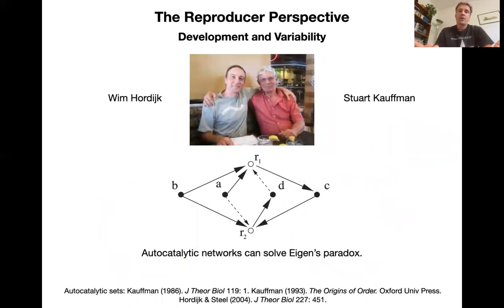So Stuart Kauffman in the 80s came up with the idea of networks of catalysts and chemicals that catalyze reactions that maintain themselves. And we've encountered that before when we talked about the organization of the organism. And here are my friends Wim and Stuart, who work on these autocatalytic systems. And they can, in a way, reproduce, okay? Autocatalytic networks can solve Eigen's paradox. They can maintain themselves stably and not succumb to the error catastrophe.